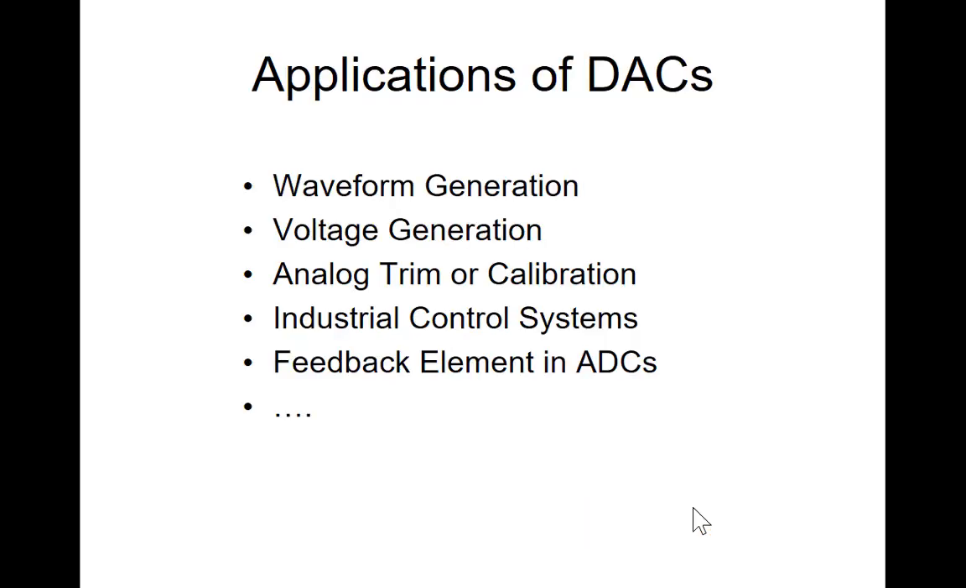Here are some applications of DACs: waveform generation, voltage generation, analog trim or calibration, industrial controls, feedback elements in ADCs. It could also be used as a feedback element in a common feedback circuit with an op-amp. You can put a Boolean input in and use that to control the voltage on the biasing terminals.